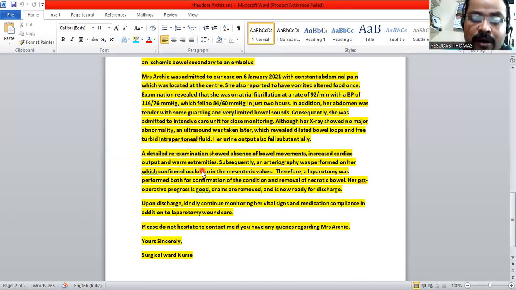Now, what happened to her is that it was shown in the arteriography that there was occlusion in the mesenteric vessels. Therefore, a laparotomy was performed both for confirmation of the condition and removal of the necrotic bowel. Her post-operative progress is good. Drains are removed and she is now ready for discharge.